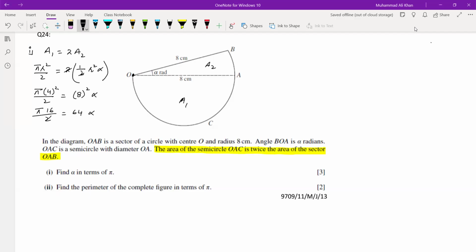Alpha. 2, how much is 16? 8. How much is 64? 8. We need to find alpha in terms of pi. So alpha is equal to pi by 8. This is the result. Are you clear?